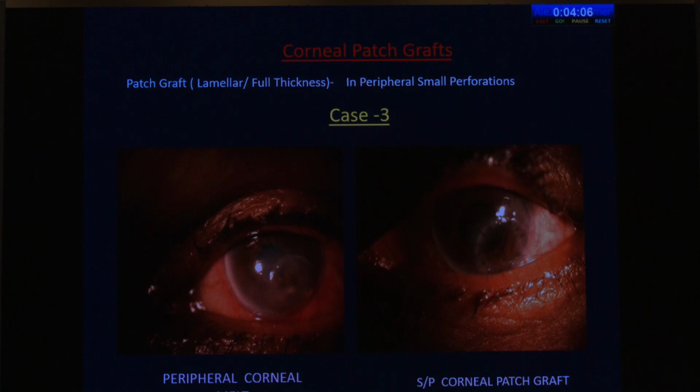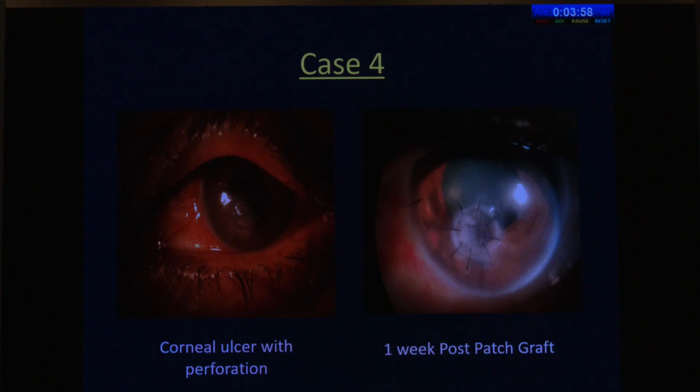For example, this patient came to us with a peripheral corneal ulcer with perforation in the flat AC. So we did a corneal patch graft for the patient. Similarly, this patient also came with a corneal ulcer and a perforation. We did a TA-BCL for the patient, but after 1 week, the patient came with a reperforation.